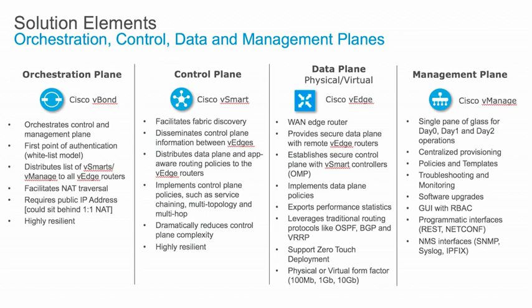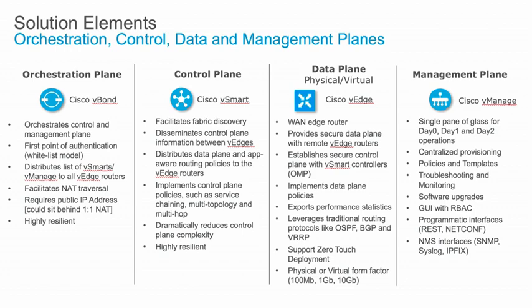The Cisco vSmart element operates at the control plane. vSmart disseminates control plane information between vEdge, enabling data plane connectivity between vEdge routers and the network. vSmart is also responsible for distributing data plane and app-aware routing policies to the vEdge routers. It also implements control plane policies such as service chaining, multi-topology, and multi-hop.